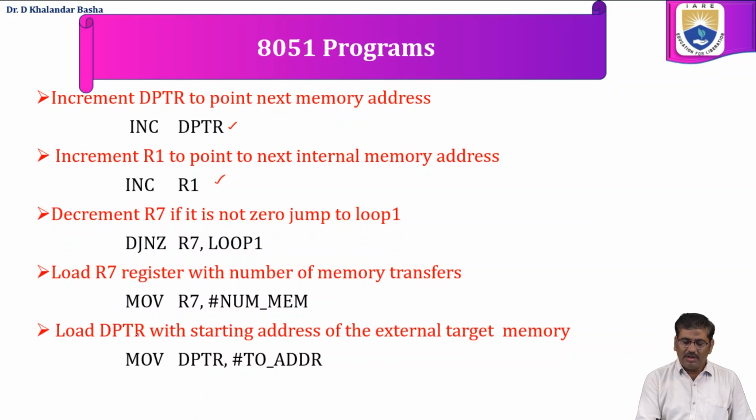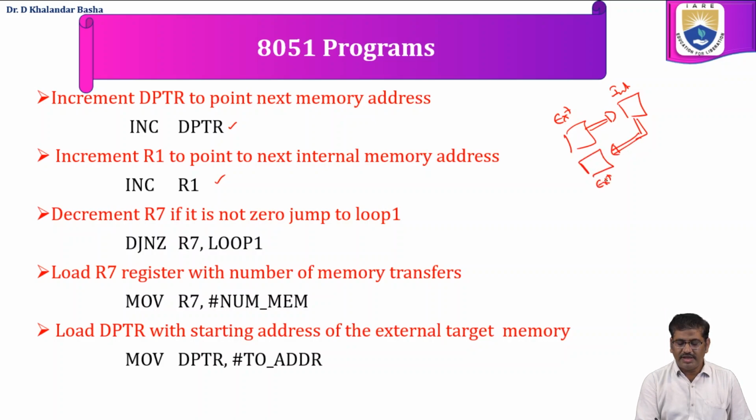Next, initially we have copied the external memory data into internal memory. The next step is to copy from this internal memory into the next external memory. So again we start by loading the number of memory locations to be copied into R7 by using MOV R7, #number of memory locations. Next, the address to which we want to move will be loaded into DPTR by using the instruction MOV DPTR, #to address.